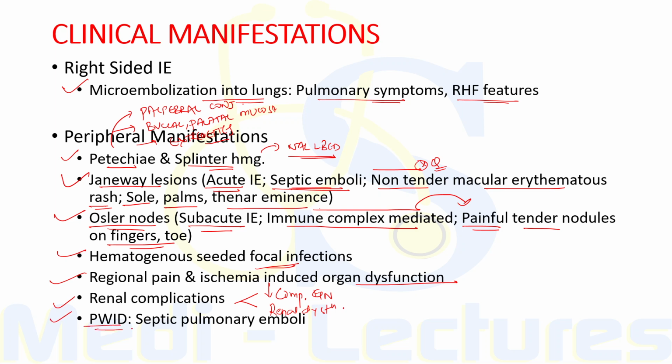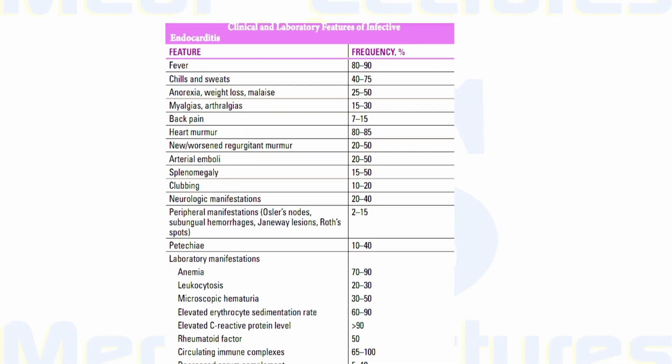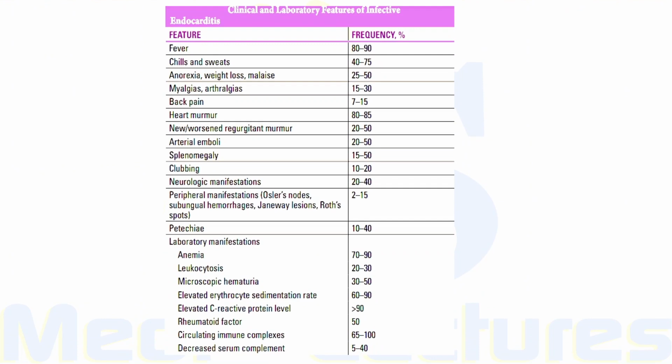In people who inject drugs, septic pulmonary emboli can occur from the right side because this condition typically involves the tricuspid valve. So this is the table showing various symptoms, signs as well as lab manifestations. When we consider the symptoms, the most common symptom is fever, which is present in 80 to 90% of the cases, followed by chills and sweats. Then patients have anorexia, weight loss, malaise, myalgias, arthralgias as well as back pain. When we consider the most common sign, it is the presence of a heart murmur, which is present in 80 to 85% of the patients.